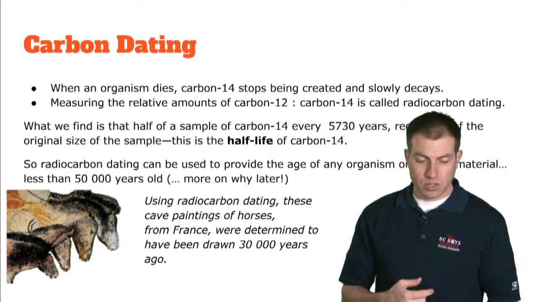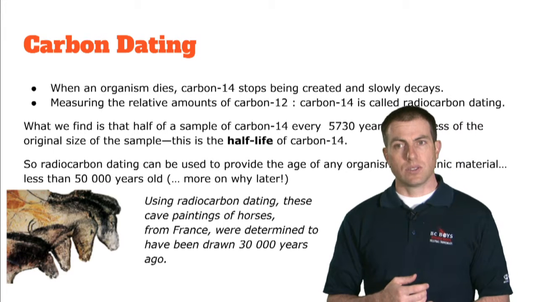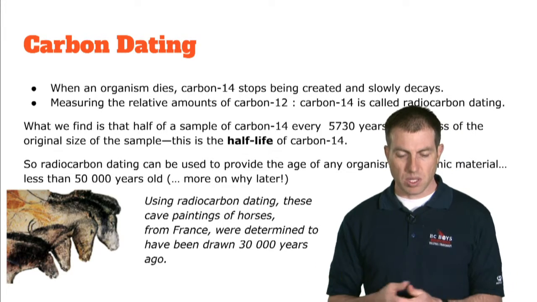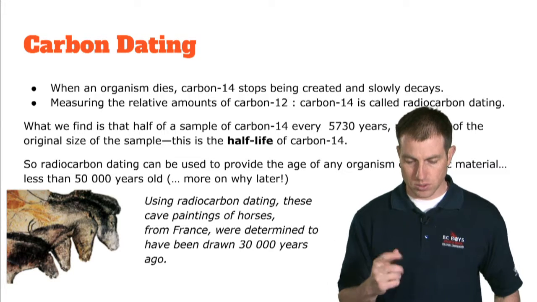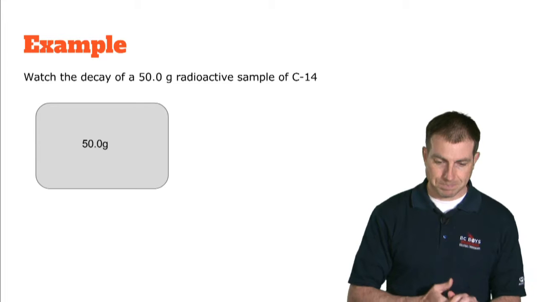Now, carbon dating is good for things that are 50,000 years old. Once we get past 50,000, we have to use a different isotope, so we can't use carbon anymore. So we'll look at why in a second.